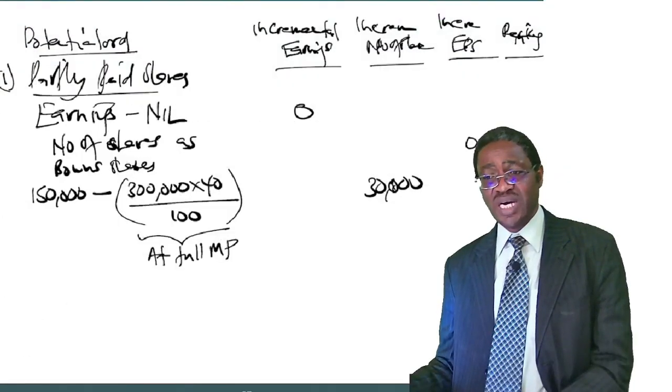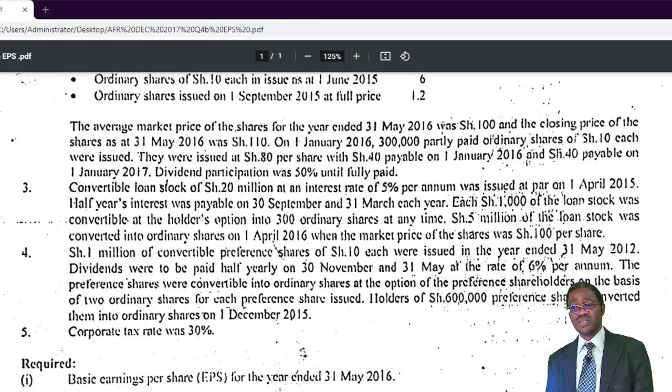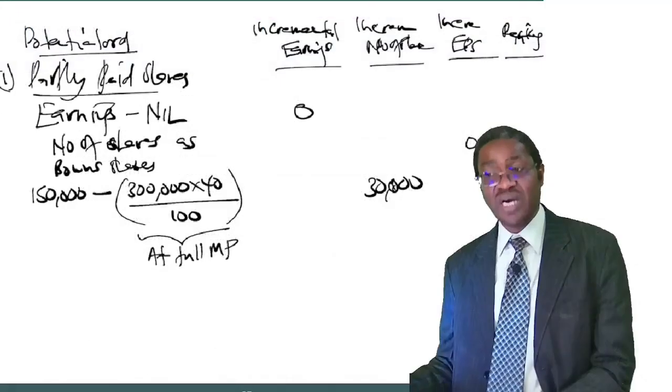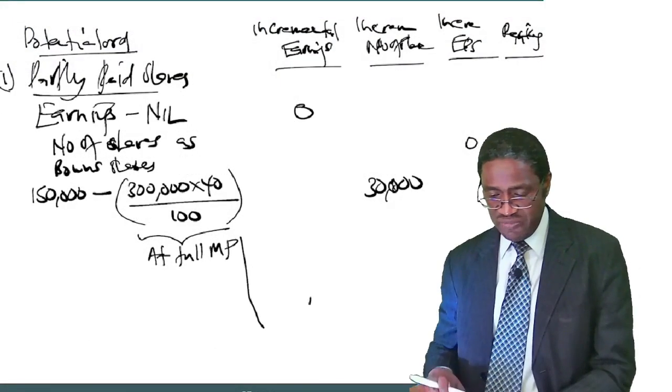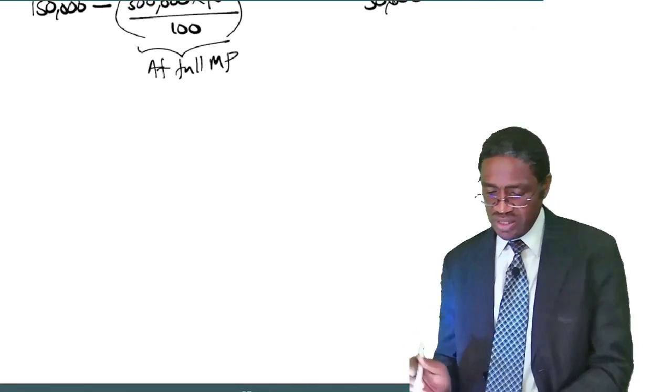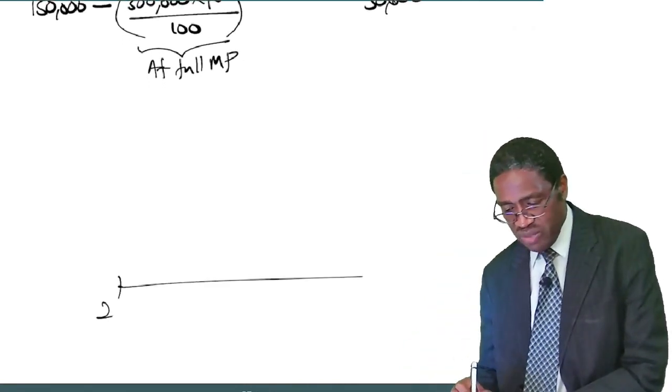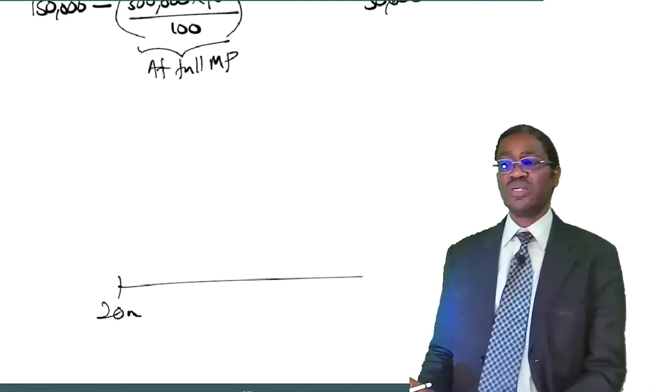We began the year with how much, Kwanzaa? 20 million. We began the year with 20 million. Listen, don't write this. Let me first explain. We began the year with 20 million worth of loan stock.